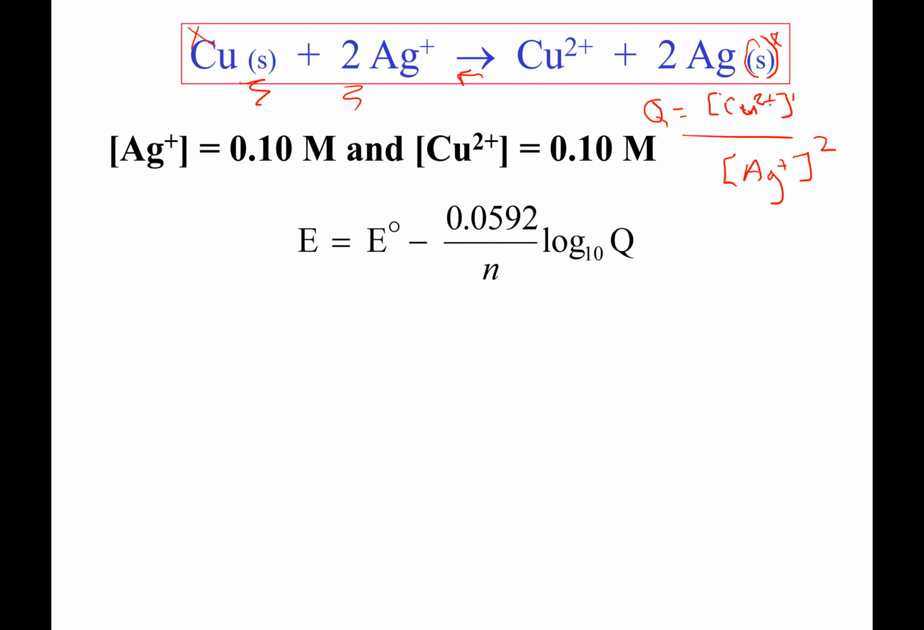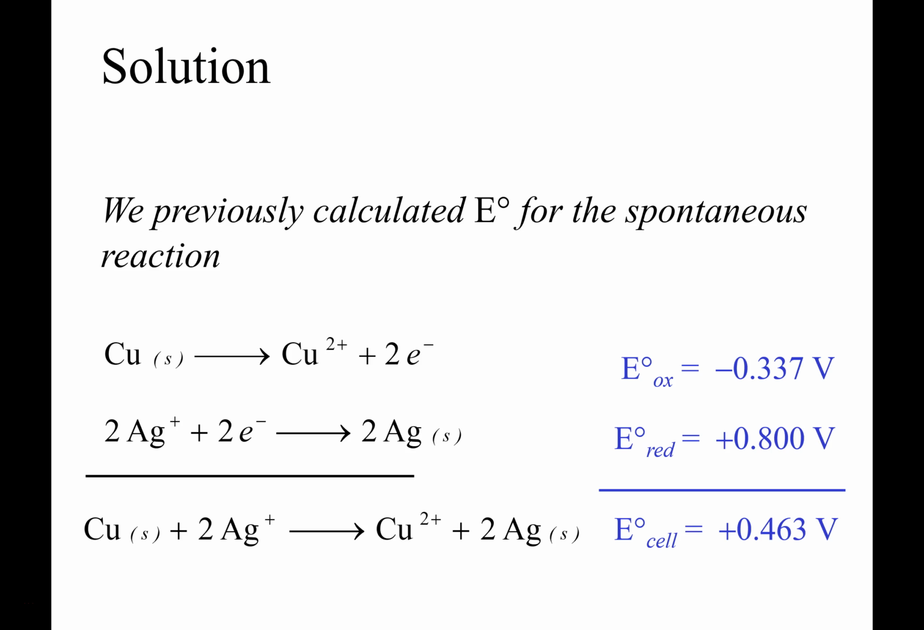So here's our Nernst equation for non-standard conditions. We know the cell potential for standard conditions. That was the number at the bottom right-hand corner of the previous slide. The number of moles of electrons would be 2. Does that seem right? On the previous slide, we saw 2 electrons. 2 electrons, that's n. Okay? And that's E naught.